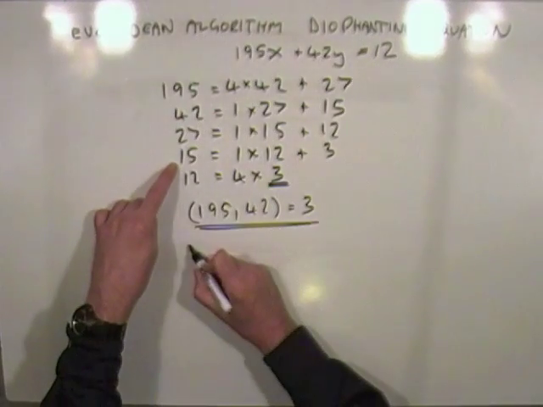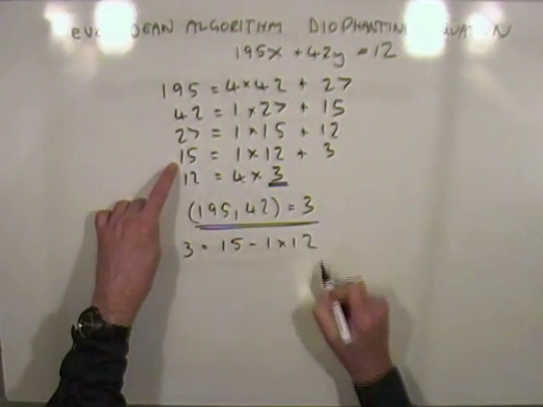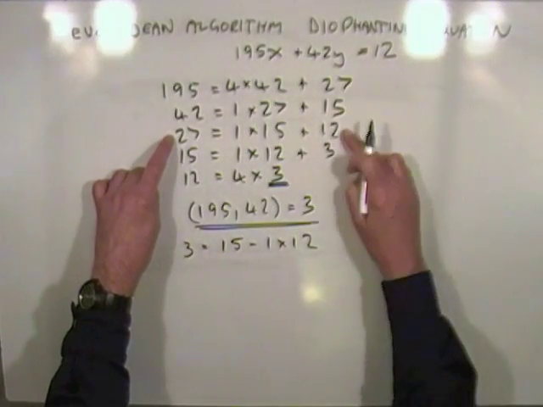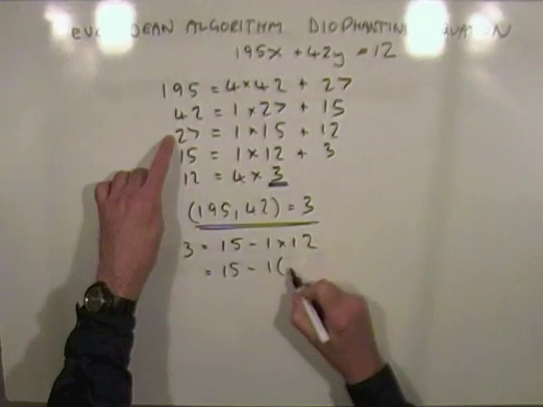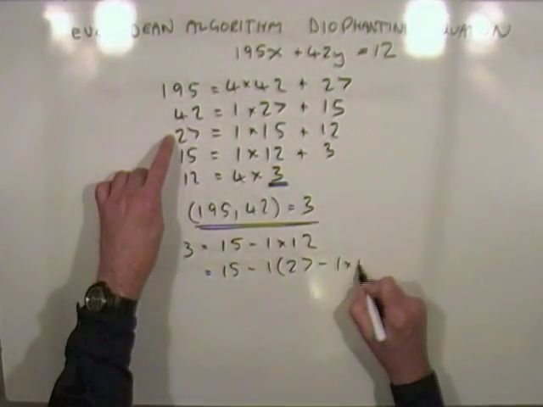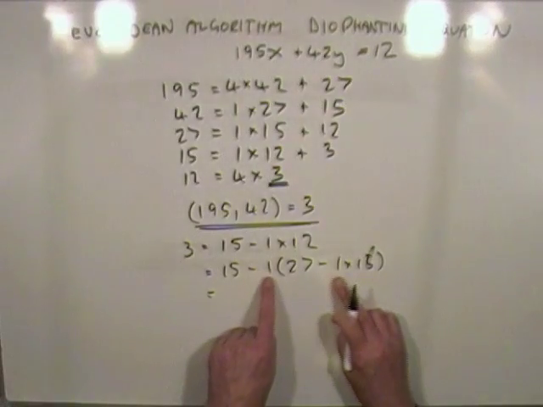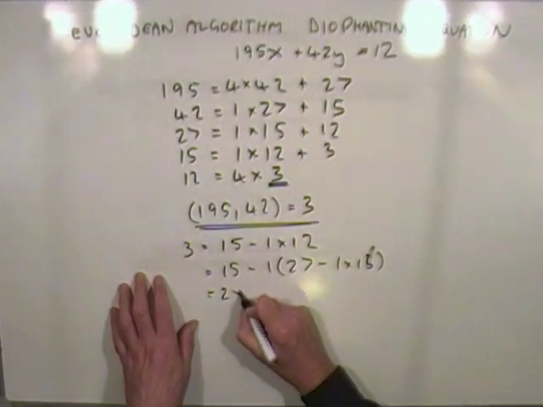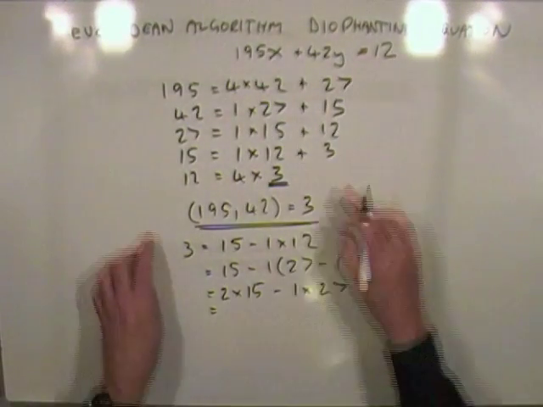3 can be rearranged into 15 take away 1 times 12. Move up a line. The 12 can be rearranged into 27 minus 1 times 15. So now you can combine them. That's plus 1 times 15. So now I've got 2 times 15 minus 1 times 27.